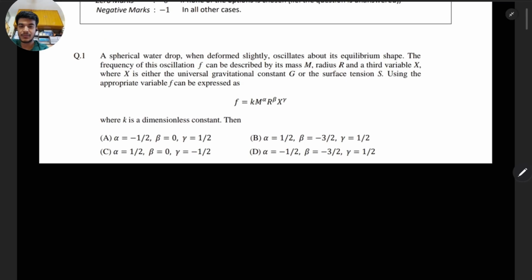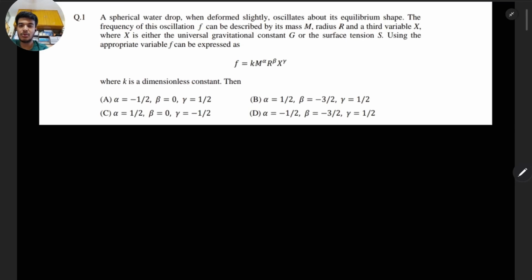The first question says: a spherical water drop, when deformed slightly, oscillates about its equilibrium shape. The frequency of this oscillation f can be described by its mass m, radius r, and a third variable x, where x is either the universal gravitational constant G or the surface tension S. Using the appropriate variable, f can be expressed as this expression that has been given, and it has been said that k is a dimensionless constant. So we have to choose which is the correct option.